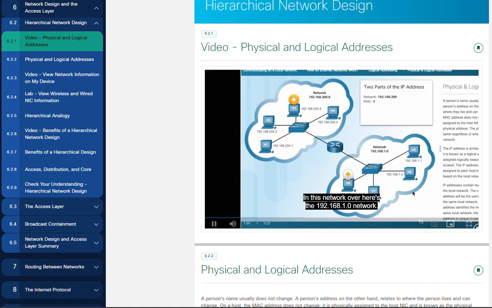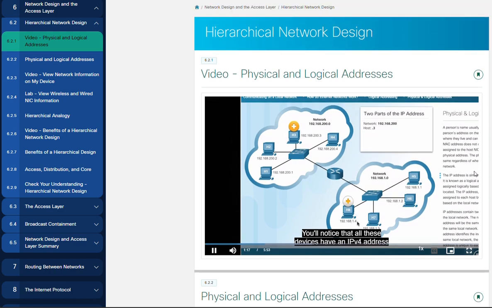In this network over here is the 192.168.1.0 network. So you'll notice that all of these devices have an IPv4 address that begins with 192.168.1. something. So I click on the plus sign here by H8, host 8, and it shows the network address 192.168.1, and the host portion of the address is .4.